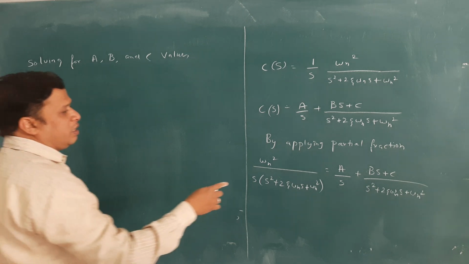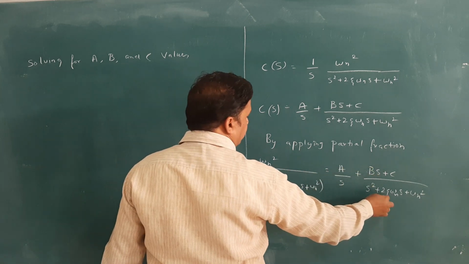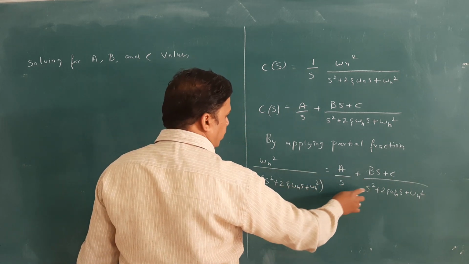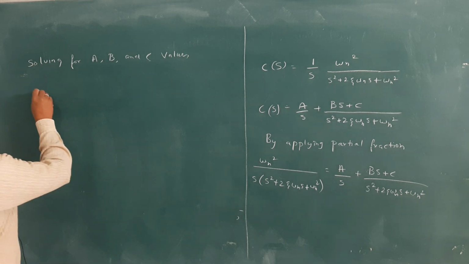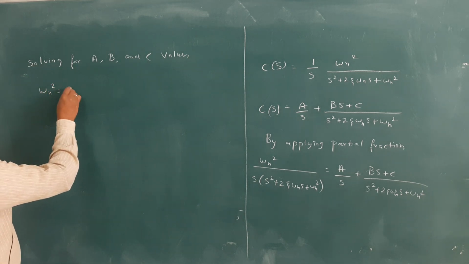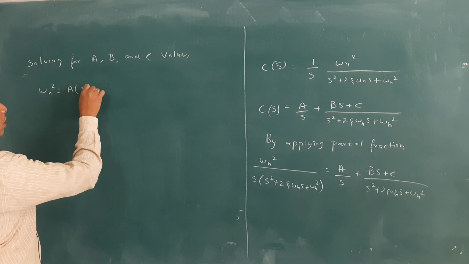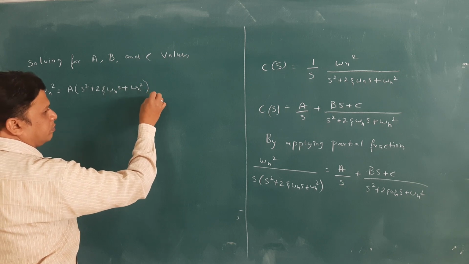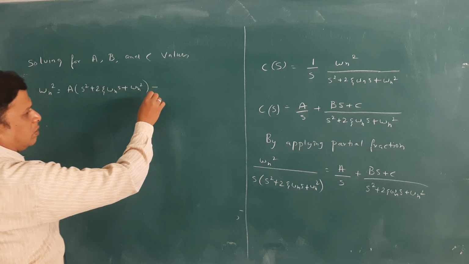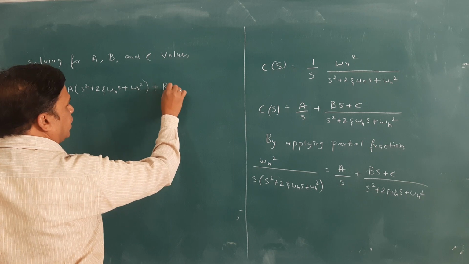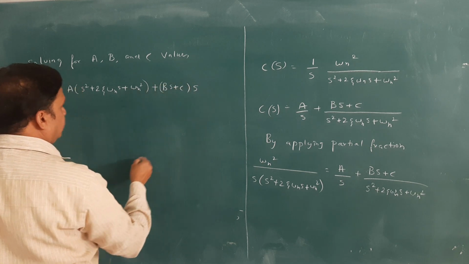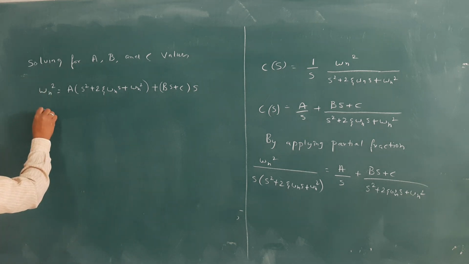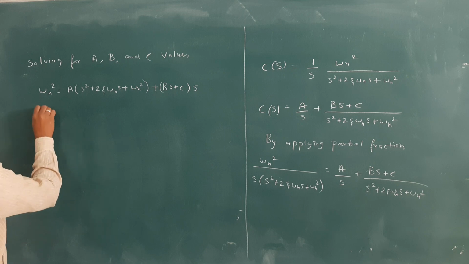So if you see here, A by s plus Bs plus C by s square plus 2 zeta omega n s plus omega n square, you will find the LCM. Now you write on the left-hand side omega n square is equal to A into s square plus 2 zeta omega n s plus omega n square, plus Bs plus C into s. The denominator gets cancelled on both sides.